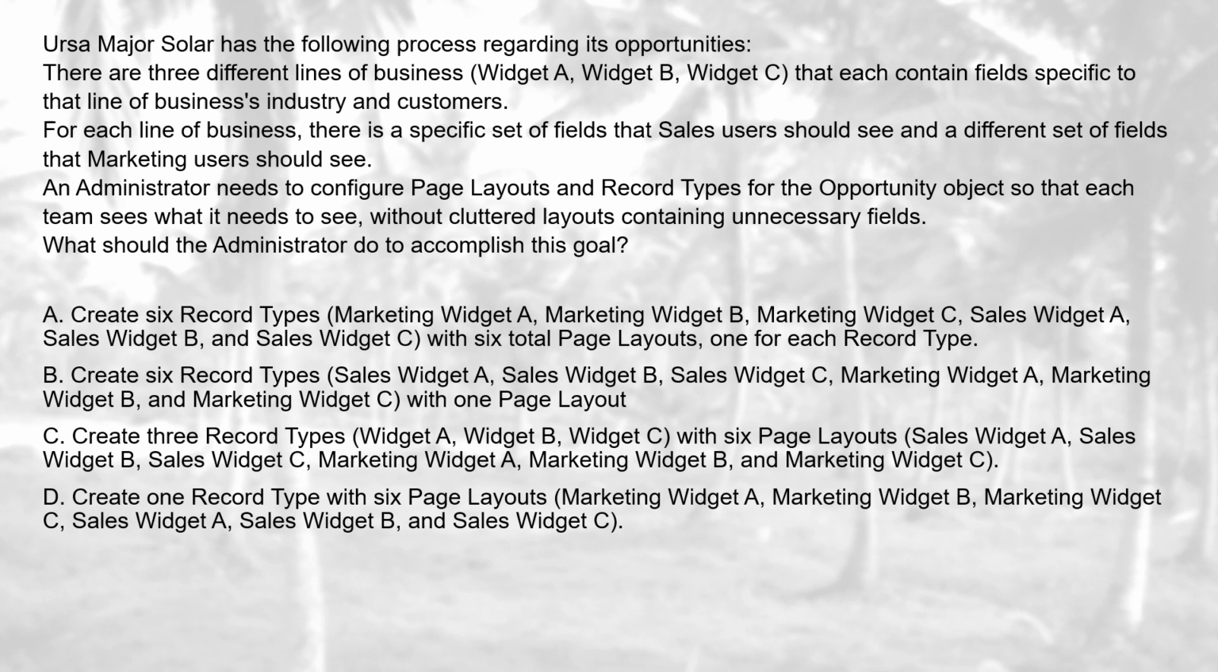That sounds promising. Widget A, widget B, widget C with 6-page layouts. That is how we would need to see it, with a sales widget A, sales widget B, sales widget C, marketing widget A, marketing widget B, and marketing widget C. That sounds pretty good. That's what I would choose. Let's see what the next one is though. Create 1 record type. That's out. We do definitely need 3 record types. So it's going to be C. And we are correct.